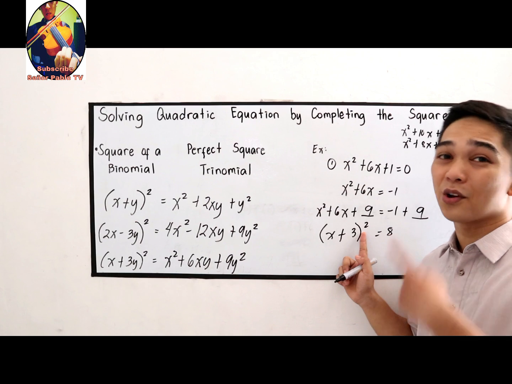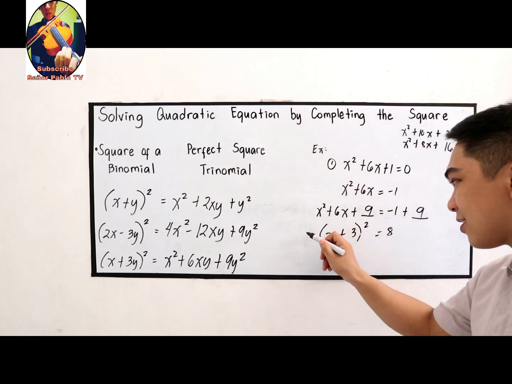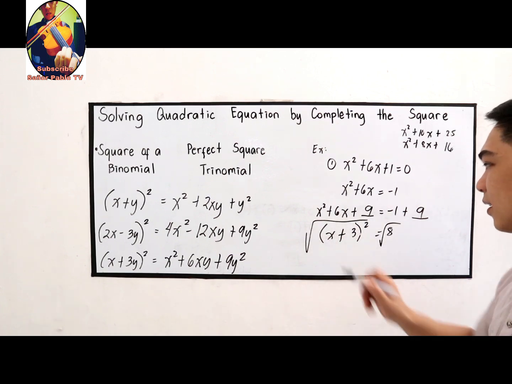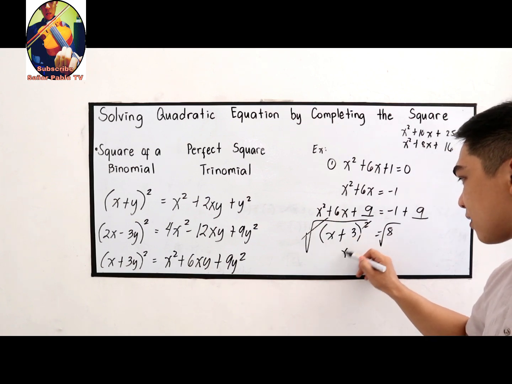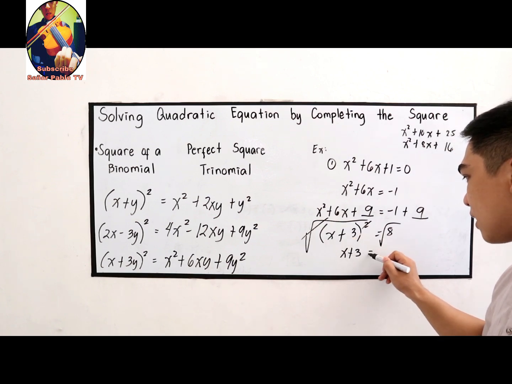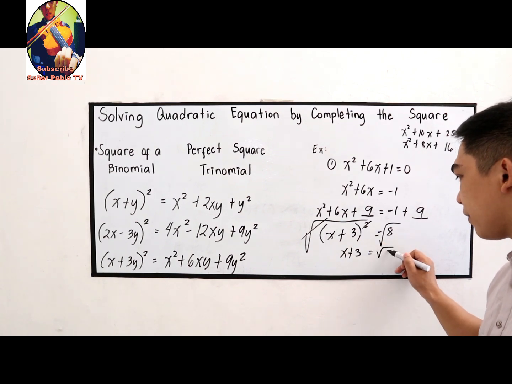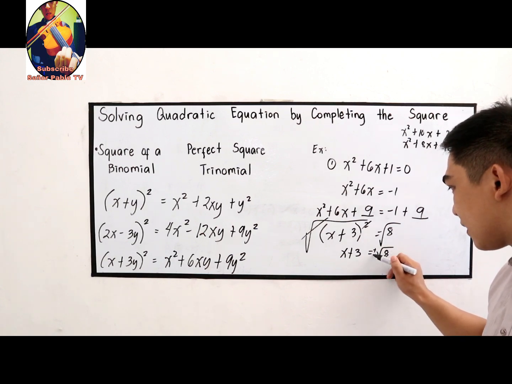O, papasok na nga yung concept ng extracting the square root. So, get the square root, then square root. Square root will be cancelled out. Then, x plus 3, may iwan na yan, is equal to square root of 8. Don't forget our positive and negative.